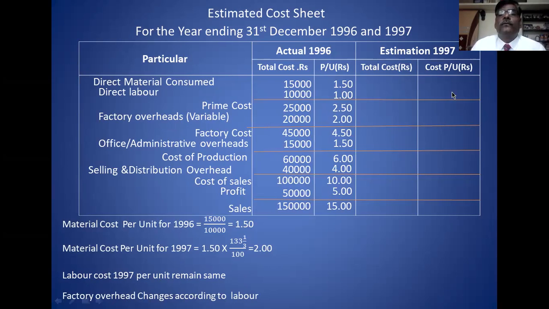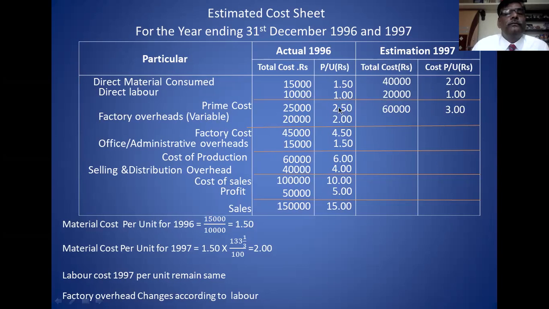You see here. Material cost is rupees 2 per unit as calculated below. 2 into the number of units manufactured. How many units do you manufacture? 20,000 units. Multiply by 20,000, you will get 40,000. Labor cost is rupee 1 per unit, existing. There is no change. You take the existing, 1 into 20,000, 20,000. Prime cost is 3 rupee per unit, 60,000 is the total.